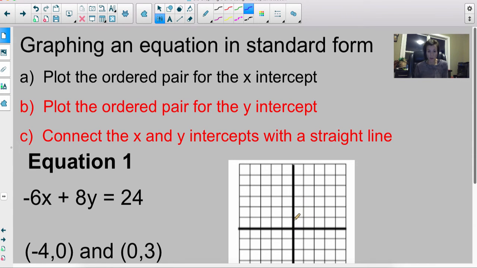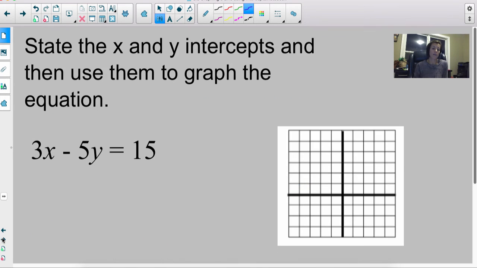So 0, 1, 2, 3. And then 1, 2, 3, 4, (-4, 0). And can she draw a straight line? Actually, that's not that bad. So that is what the equation looks like on a graph.